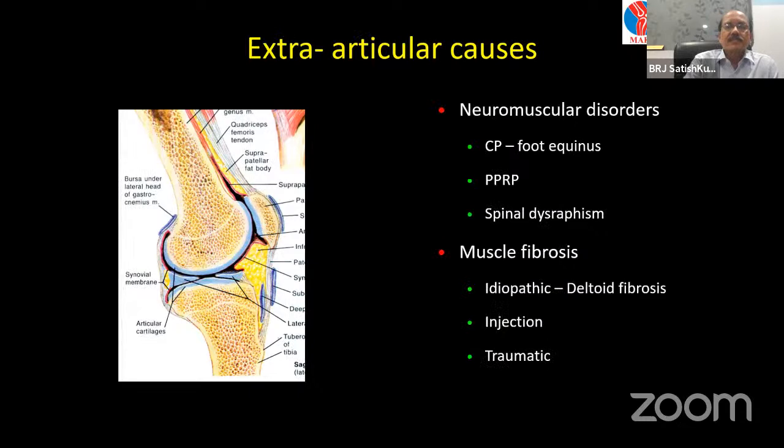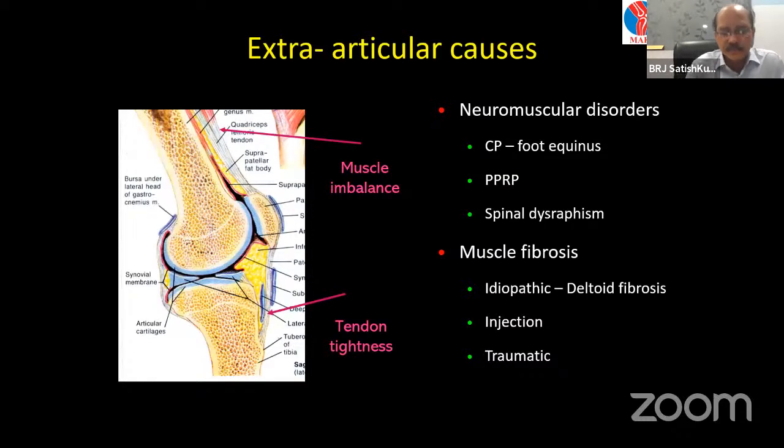Extraarticular causes. Extraarticular causes means it is tendon and the muscle. So the typical example, we have seen a cerebral palsy child with a foot equinus deformity of the ankle. Here the ankle joint is normal. The periarticular tissues are normal. Only the tendo-Achilles tendon is tight. That's why the child has got equinus deformity. That's most neuromuscular disorders. The cause we can say is extraarticular to start with.